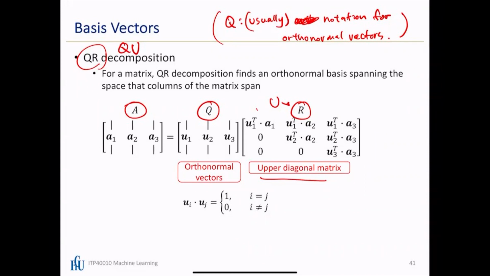Anyhow, Q is the orthonormal vectors, so this represents a new coordinate system. And the R matrix is sort of the coefficients on this Q coordinate system. The key idea is that if you decompose the original matrix A into Q and R, lots of other computation involving Q and R instead of A is going to be much more efficient. So that's the main idea.